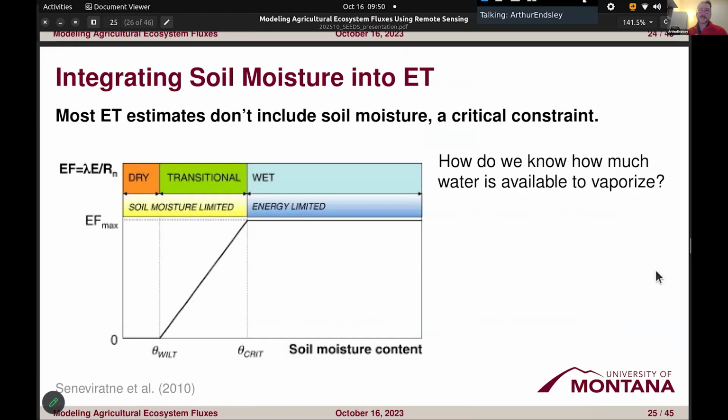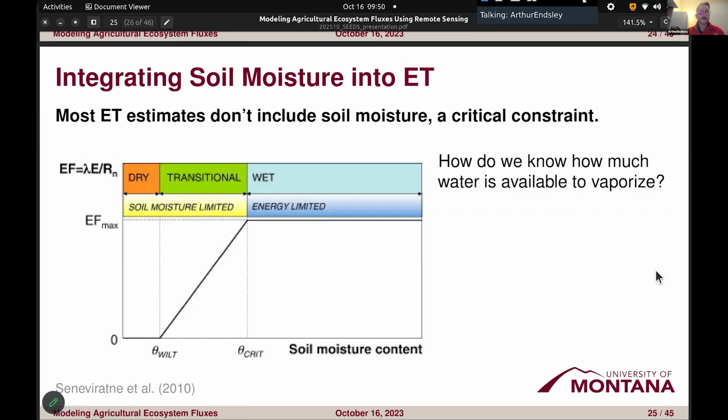Now, one of the limitations of Mod 16 and most ET models is that we don't include soil moisture. When these models were developed, we didn't have global gridded estimates of soil moisture. It's only in the last decade or so that we've had access to globally gridded soil moisture data. And this can be a problem because we don't know how much water is available to vaporize.